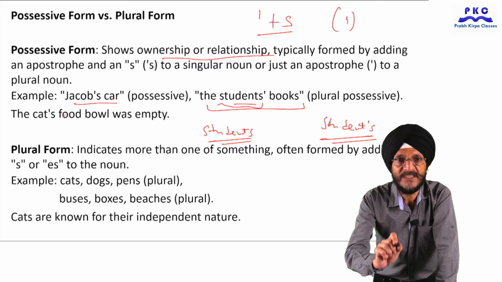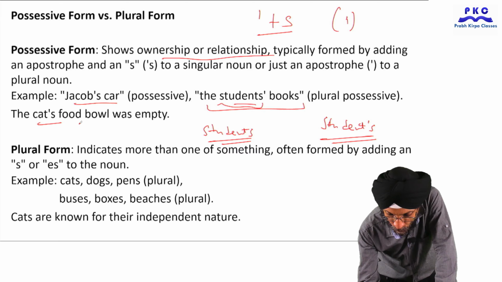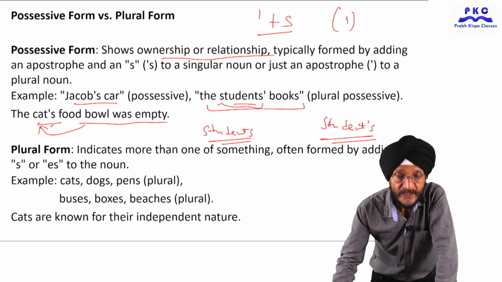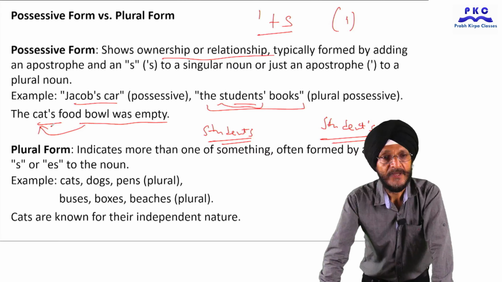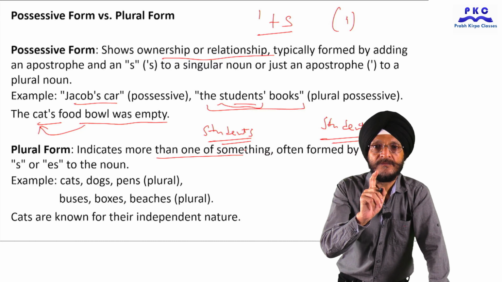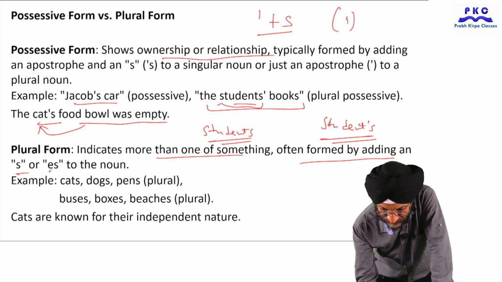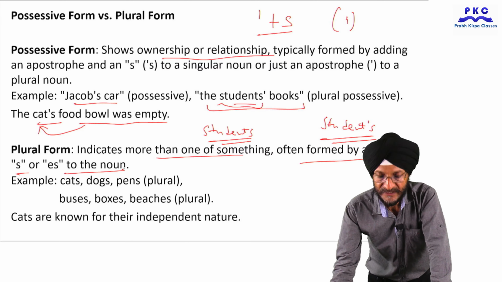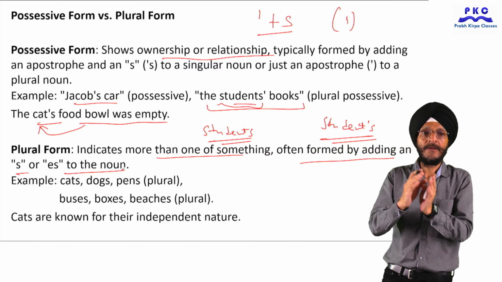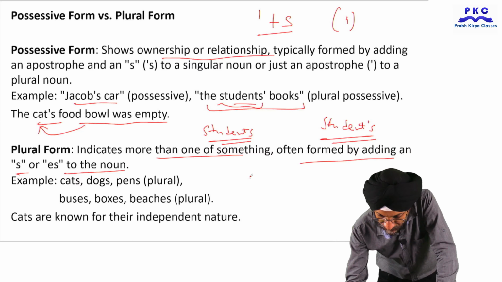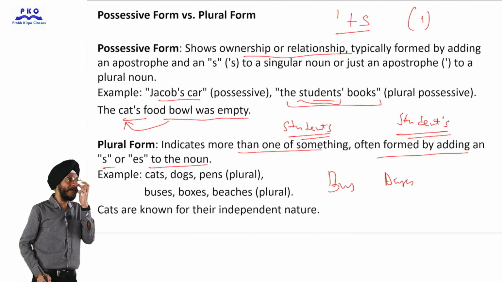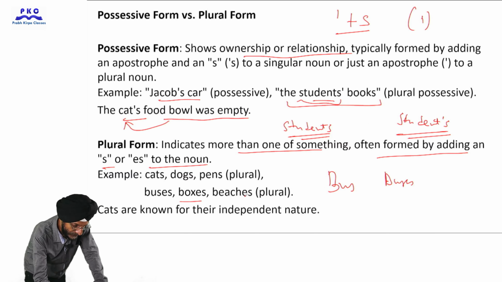We take the example of possessive form. The cat's food bowl was empty. That is, the food bowl belongs to the cat. We now discuss plural form. It indicates more than one. It is often formed by adding s or es to the noun. As already discussed, cat plus s, cats; dog, dogs; pen, pens; bus, buses. Bus plural form is buses by adding es; box, boxes; beach, beaches.